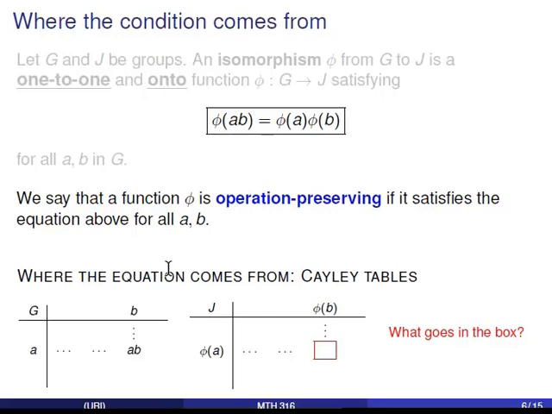Let's imagine that we have two groups, G and J, that are isomorphic. Let's say that their Cayley tables are exactly the same as far as the structure goes. And let's say that phi is an isomorphism. So phi is a way of translating things from the language of G into the language of J. Now, if these groups are isomorphic, and if the Cayley tables are the same, I would expect the thing that A translates to in J to be in the same place in the Cayley table. So I'll write phi of A in that same position as A is in G.